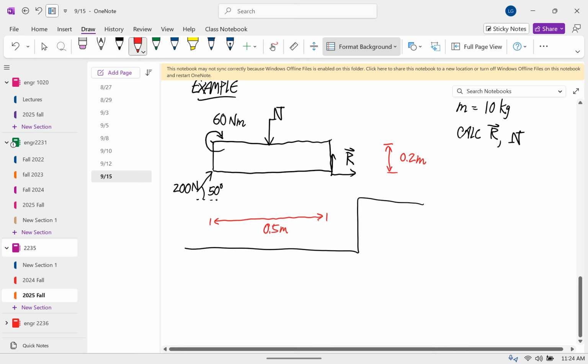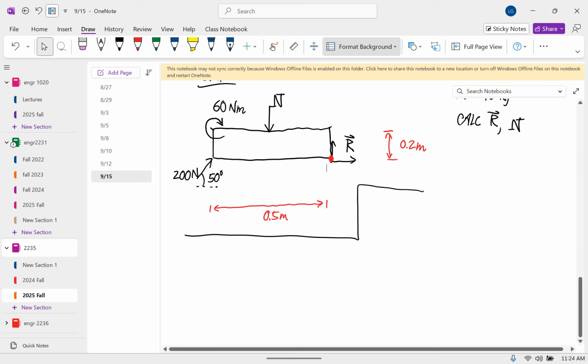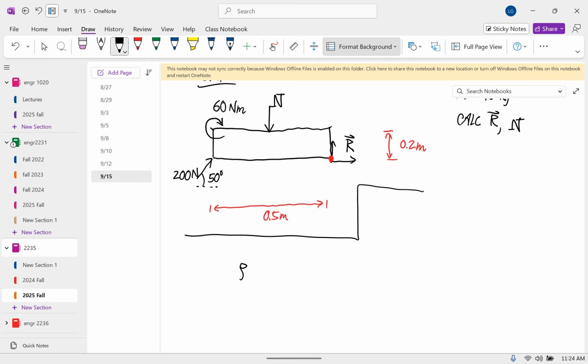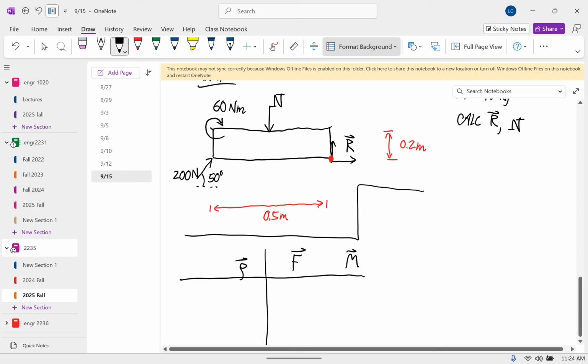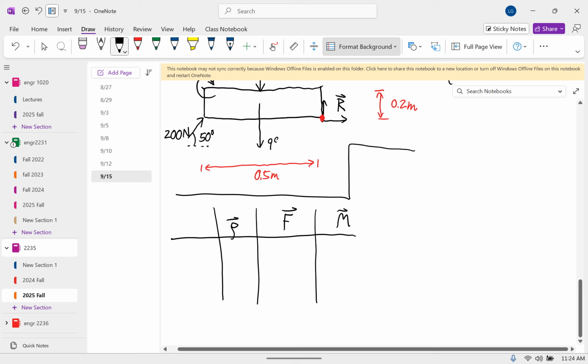So you have to choose an about point. You can choose any point you want. So I'll choose this as my about point, that red dot. And now I'm going to go through, this is already a free body diagram, so I'll go right into making the table. So there's rho, force, moment. Oh yeah, it's not a free body diagram yet. There's the 10 times 9.81, so this is 98.1.